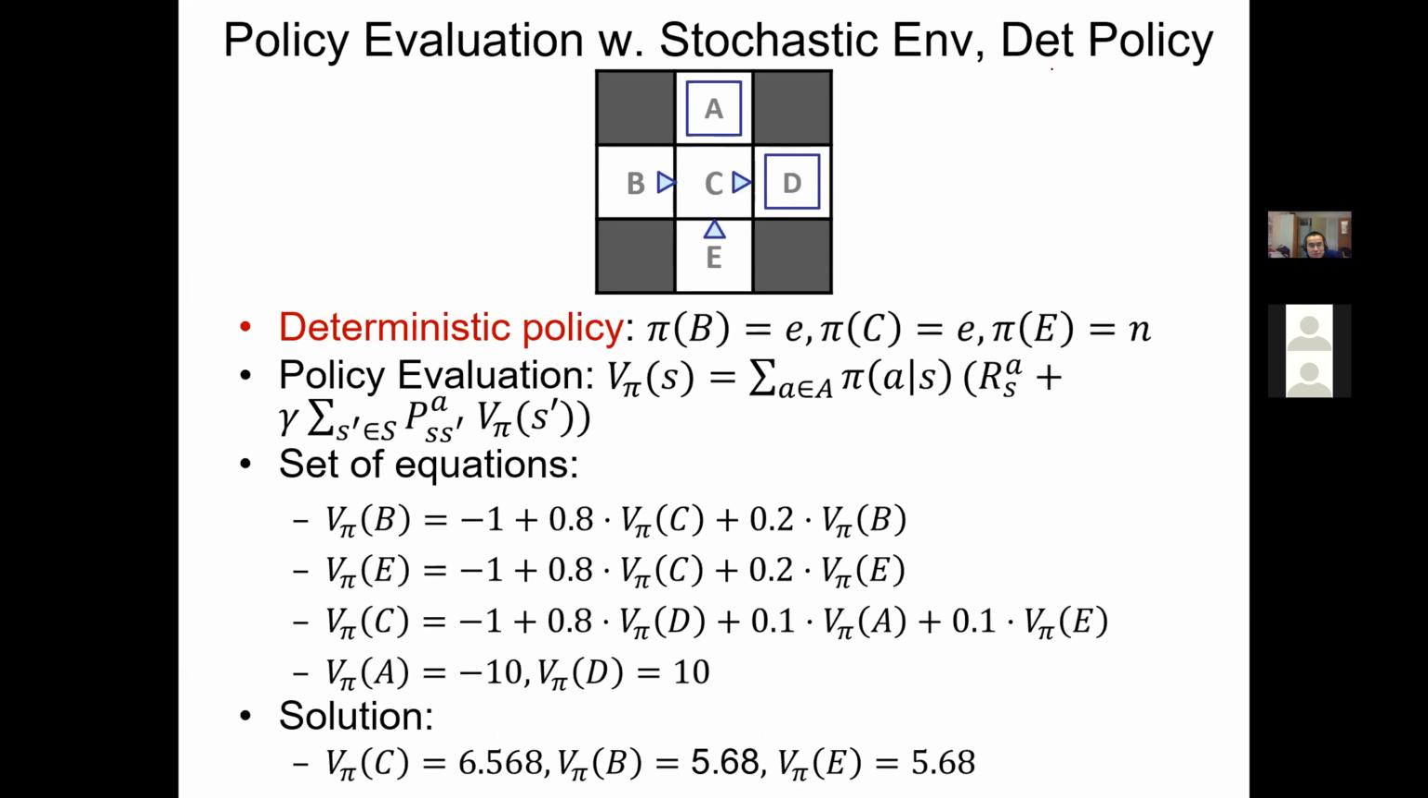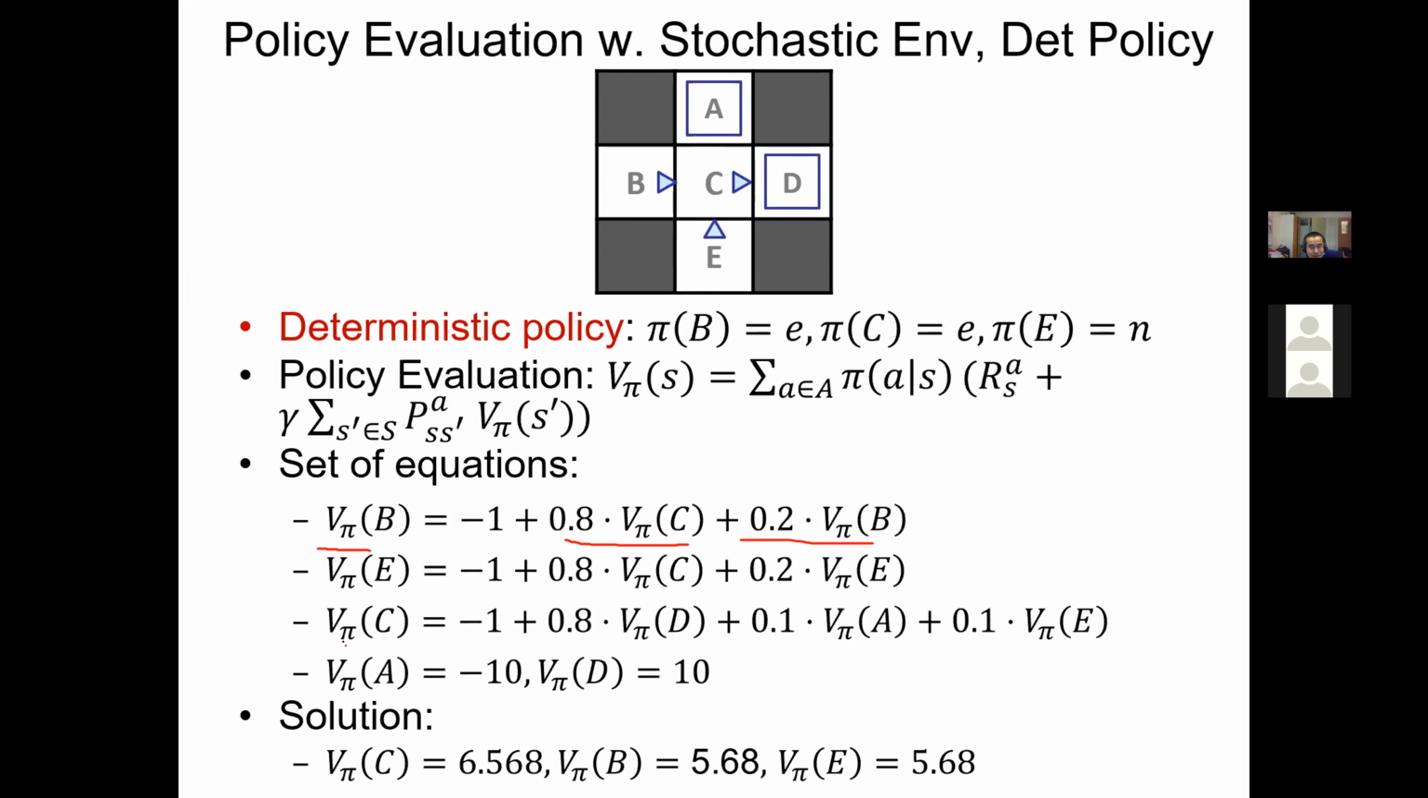And this one is for stochastic environment and deterministic policy. So for example, if you're in state B and you have a policy that's deterministic, you always move east, but the environment may blow you to north or south. But in this case, you're blocked by the walls, by the obstacles. So with 0.8 probability, you're going to C, and 0.2 probability you stay in B.